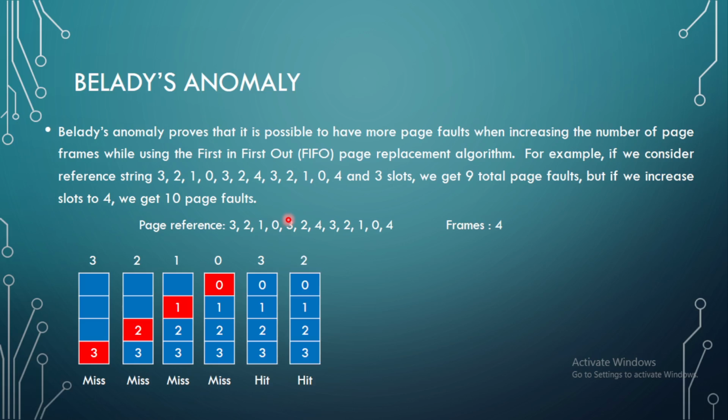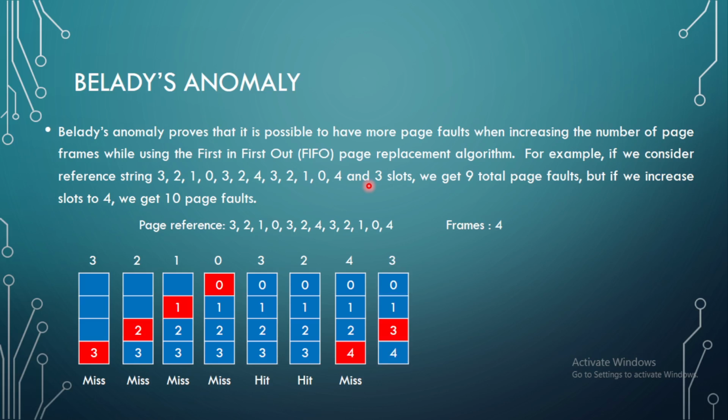And then 4 is needed, so 4 is not available. The first page brought into the primary memory here is 3, so we are going to replace 3 with 4. So there is a page fault. And then 3 is not available, so there is a page fault. So we are going to replace page 2 with page 3, because among these 0, 1, 2, 4, 2 is the first page which is brought into the primary memory.